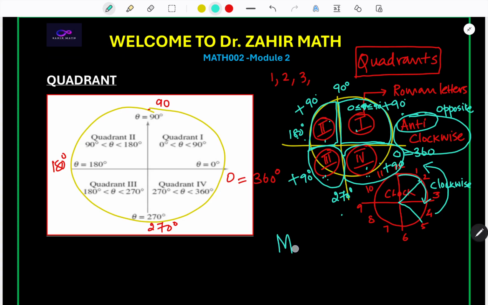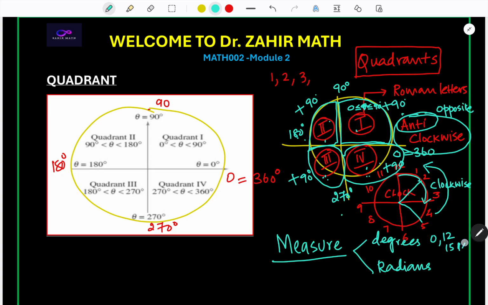Now the next topic is how we are going to measure these angles. The angles are measured in two ways. Number one is degrees. Number two is radians. Degree means just a number, like 0, 12, 15, 18, 30. Radian means it comes in pi.